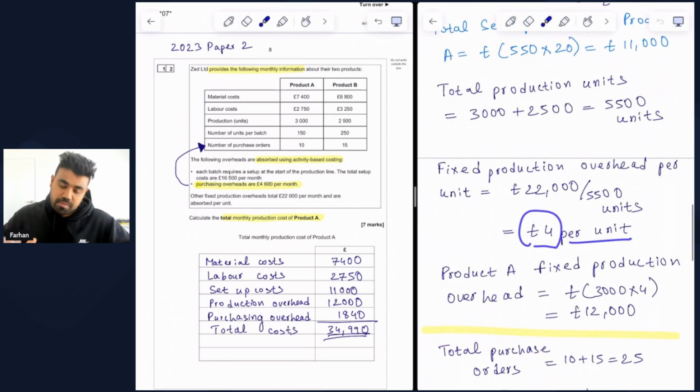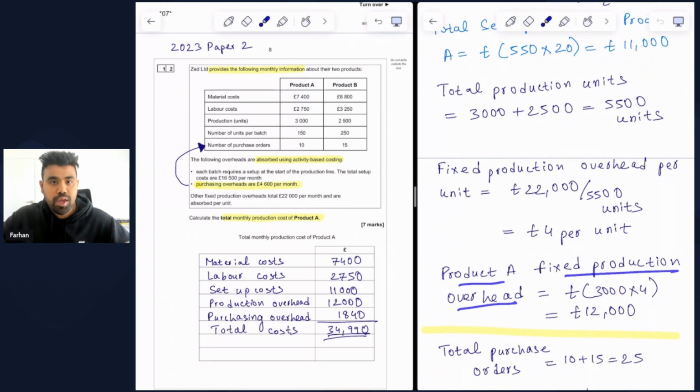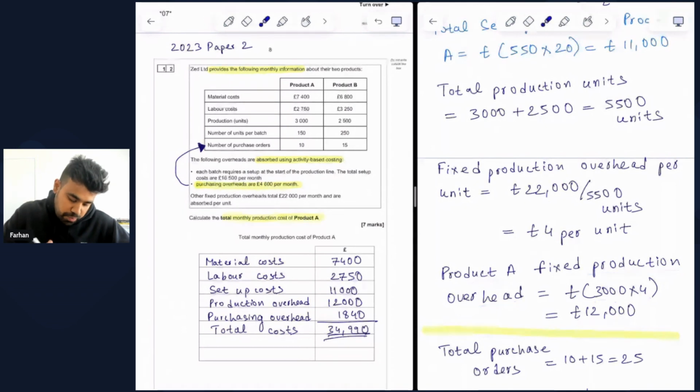So having calculated that, if I want to find the fixed production overhead that we are going to allocate to product A, we know that we are producing 3,000 units of product A, and the cost being £4 per unit, we simply multiply 3,000 times 4, and you should get £12,000 as the total fixed production overhead that's allocated to product A. Now let's look into the purchasing overheads.